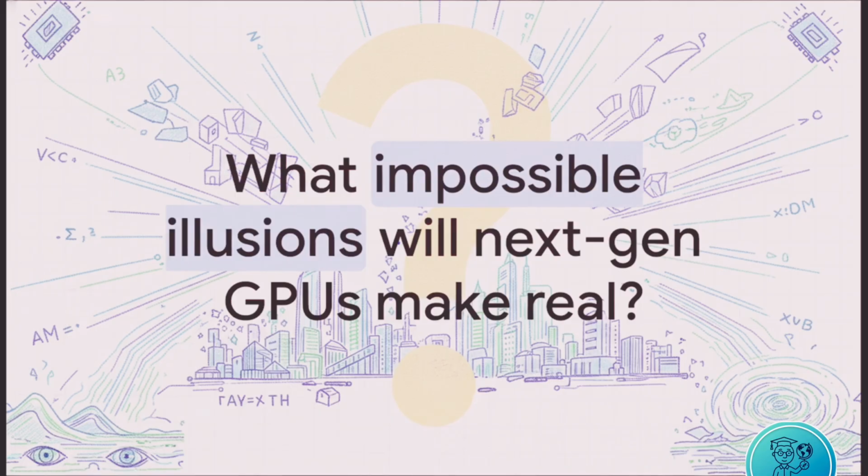If modern algorithms are already smart enough to mathematically delete entirely unseen cities 100 times a second just to render your specific view, what impossible illusions will the next generation of GPUs make real? As our tricks for cheating the system get more and more sophisticated, it really leaves you wondering just how deep the illusion goes, doesn't it?